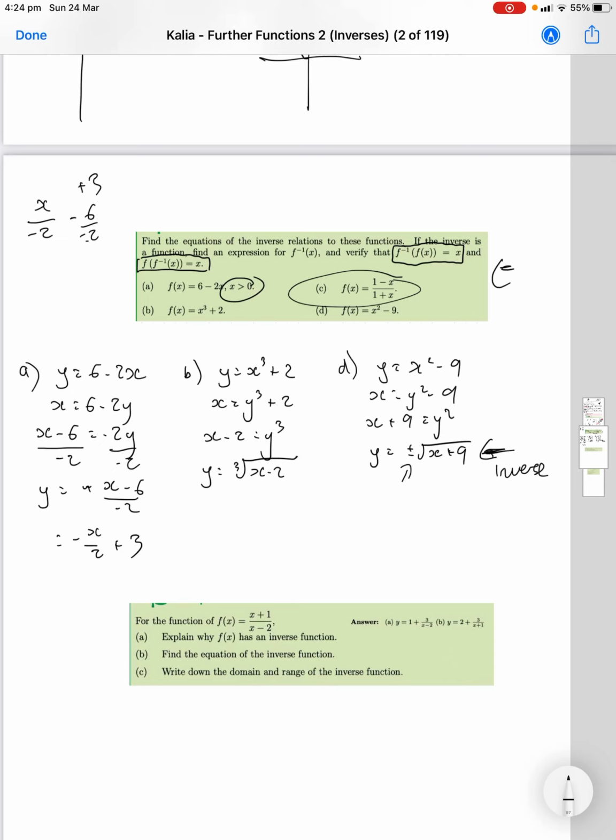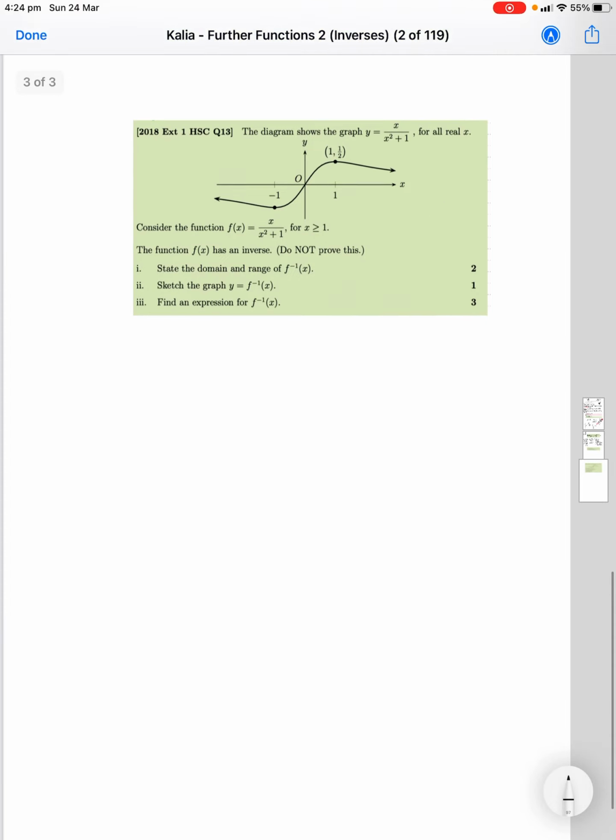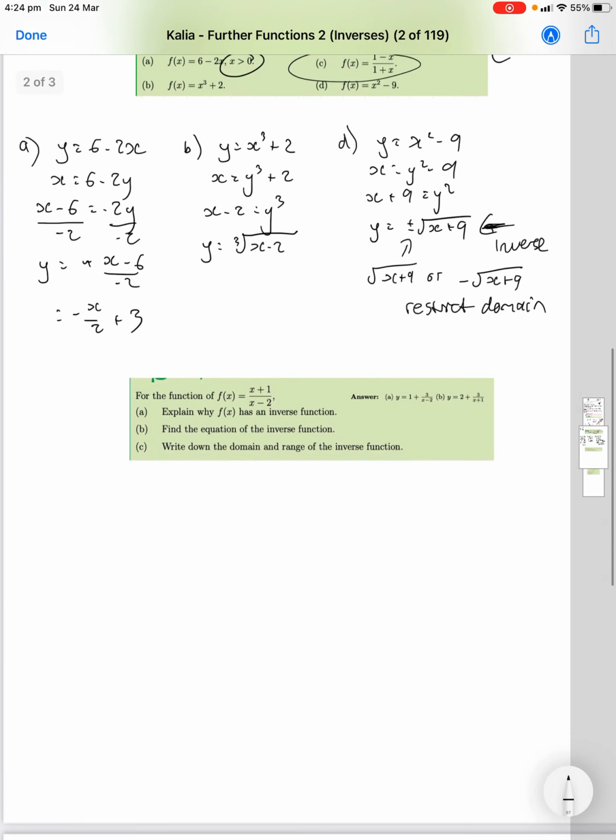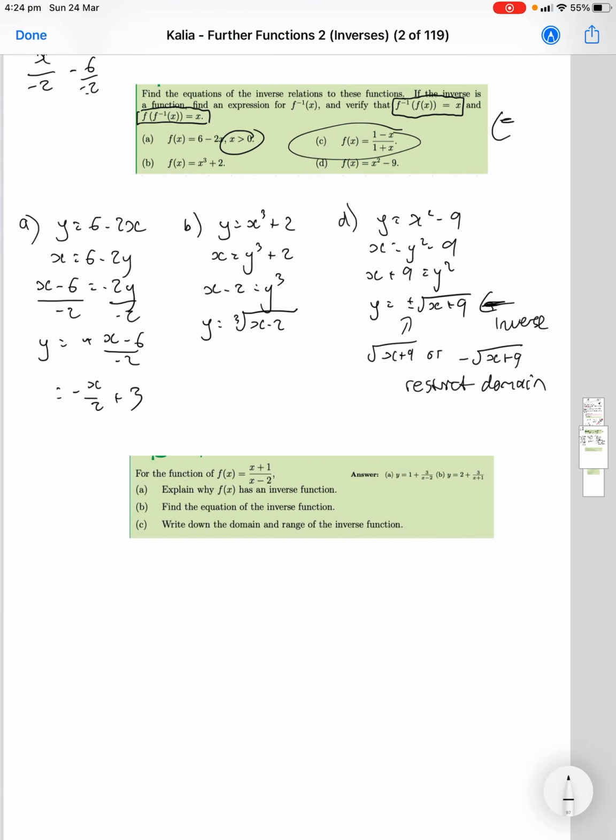If I was to take the square root of x plus 9 or negative the square root of x plus 9, that would be a function, but we would have to define it. We would have to restrict the domain, which it isn't asking us to do in this question, but we could do it in order to make the inverse a function, which can be important when we're graphing it. And you'll see how this manifests itself when we look at an exam-style question in a couple of pages below. So I didn't do C.